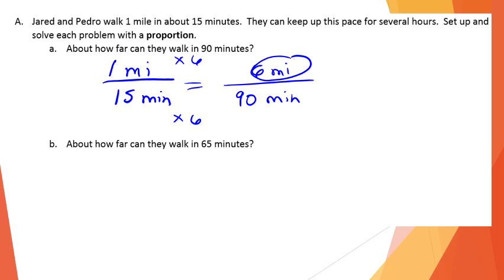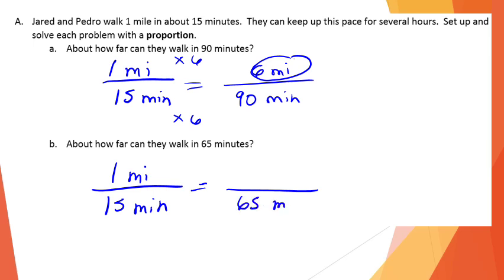About how far can they walk in 65 minutes? Again, I'm going to start with my same proportion. 1 mile over 15 minutes equals 65 minutes, which is going to go on the bottom with the other minutes. And I'm going to look for this scale factor here. So 15 to get to 65, this is a little bit more complicated to figure out. This is going to be 4 1/3, and if you divide 65 by 15, you can find that value.